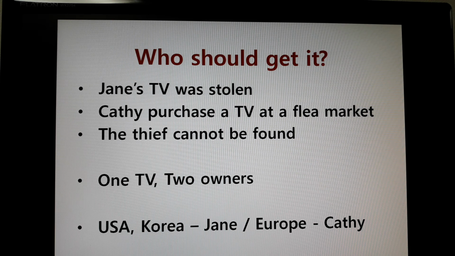If you are Korean or a US citizen, you go to the flea market, purchase a TV, you would be anxious. What if this is a stolen TV and there's no way you can know it? And then one day the police came in, they may take the TV out because, okay, Kathy, you didn't do anything wrong, but according to the rule, this TV should go back to Jane. Something like that. So it would be terrible for the flea market.